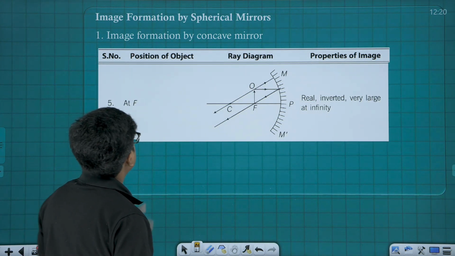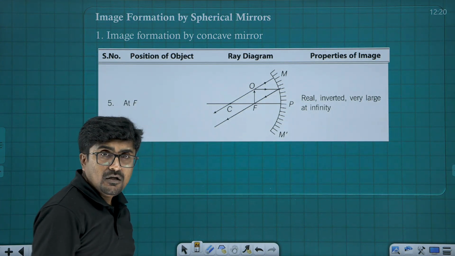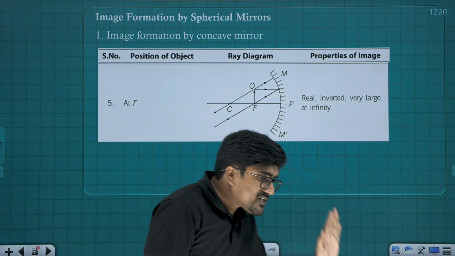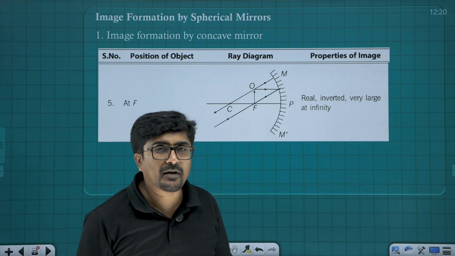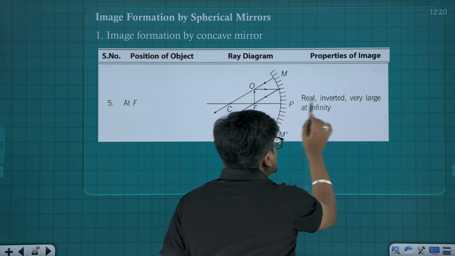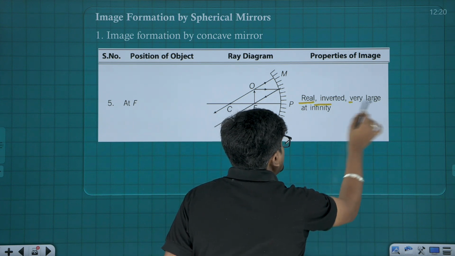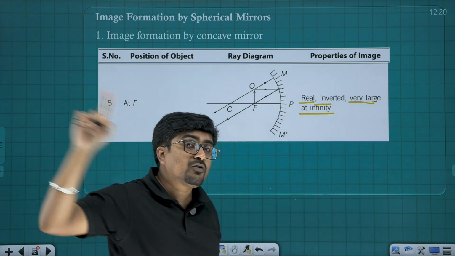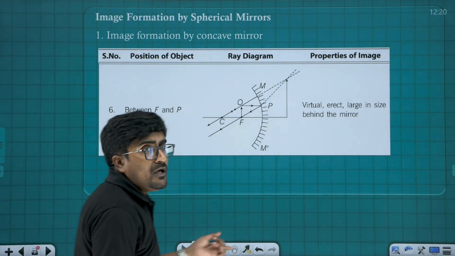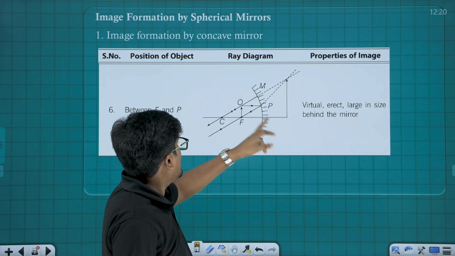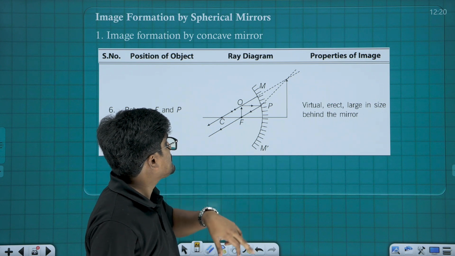Alright, next at F. So this time the object is at F. So definitely the image will be formed at infinity. Image will be formed at infinity. So here the image is real, inverted, and this time it's going to be very large, and that will be at infinity. Alright, and the next one is this time the object is going to be between F and P.